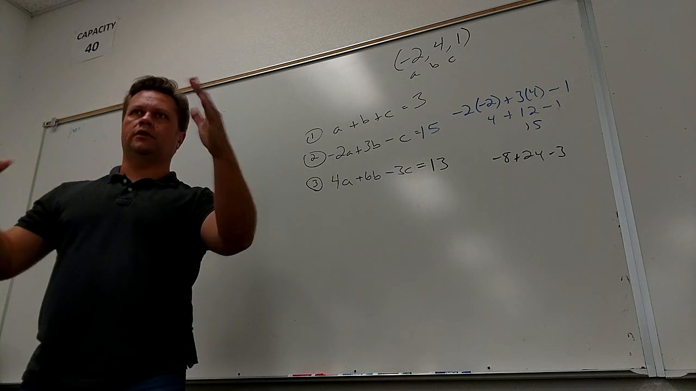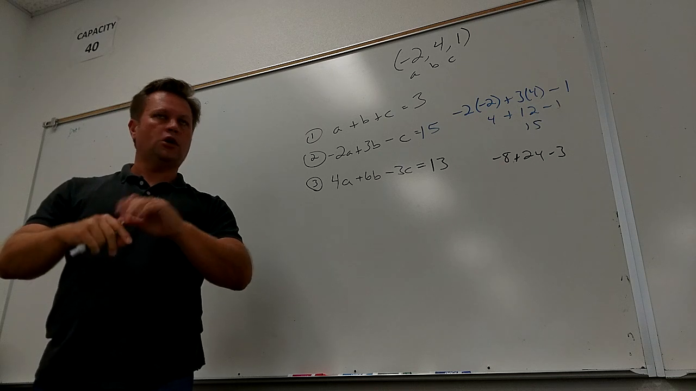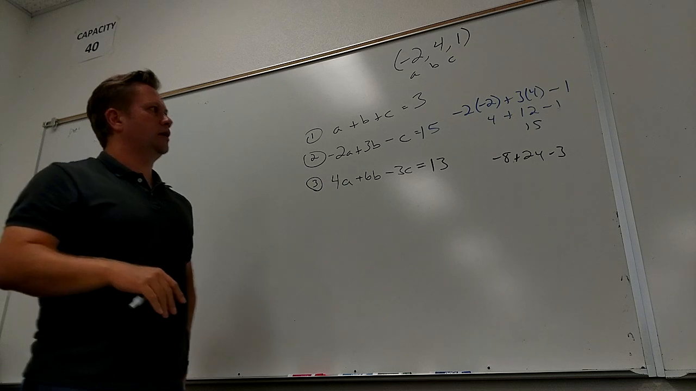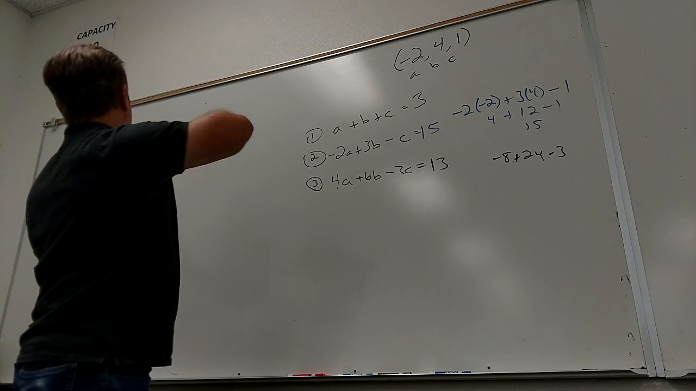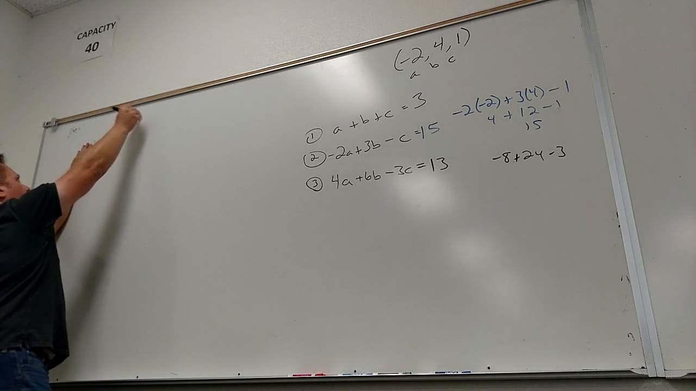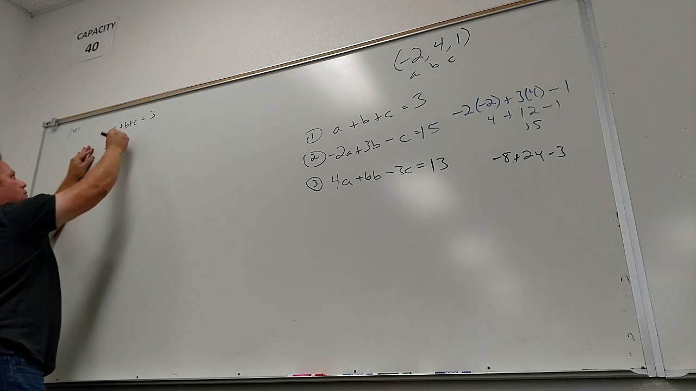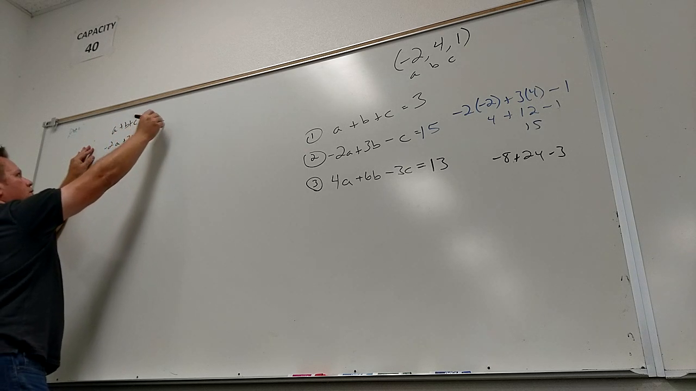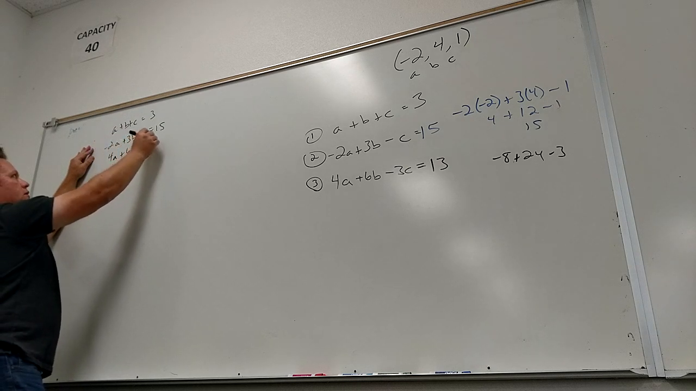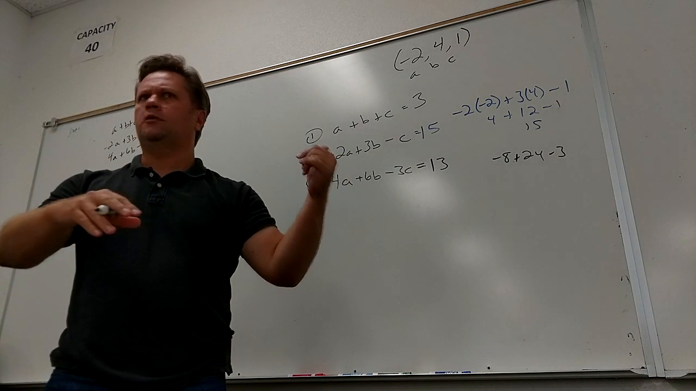All right, so let's do this one together, and then I'm going to let you guys try one I'll grab out of the book. So we go into this knowing what the answer is. I'm going to write over here: A plus B is C, negative 2A plus 3B minus C is 15, 4A plus 6B minus 3C equals 13. Everybody's got that written down? You all playing along?